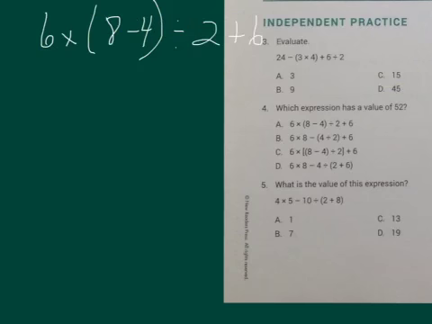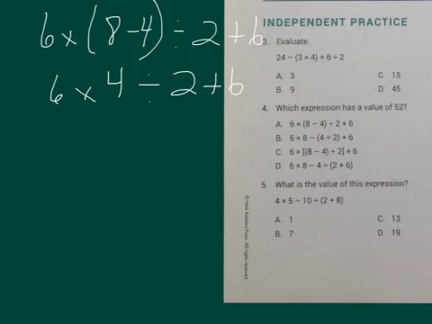So first off, we're going to work on our parentheses. And so we know that 8 minus 4 is going to give us 4. So we're going to say 6 times 4 divided by 2 plus 6. And so we're going to go ahead and go from left to right.